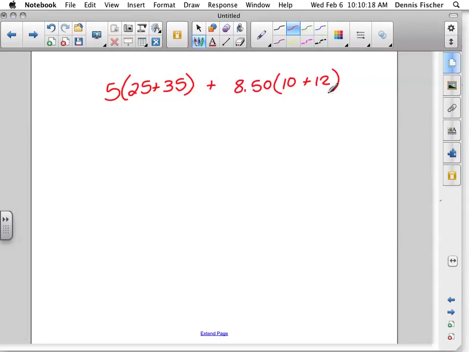Now, there's a couple of ways of solving this. You could do it inside the parentheses first, or you could FOIL it through. Either way works. If I was doing inside the parentheses first, I'm going to get 5 times 60 here, plus 8.50 times 22.